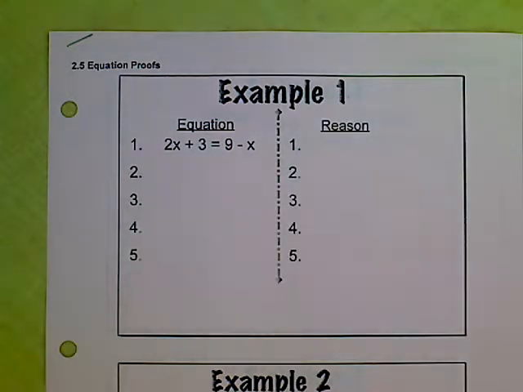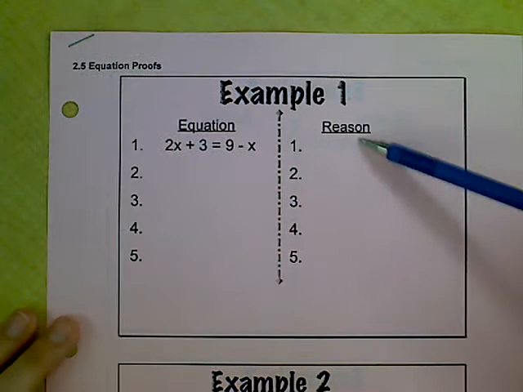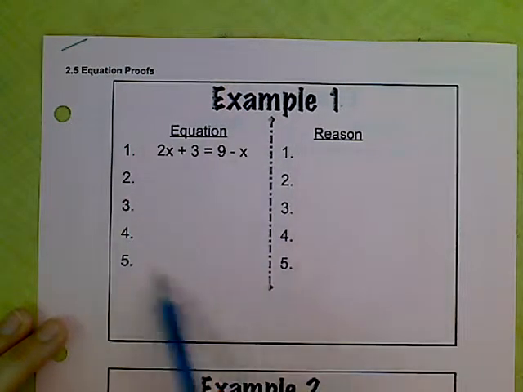Now we're going to go to the notes that you have. They're pink. It's a pink handout. This section is all about writing proofs while solving equations. So like I said in the first video, you know how to solve equations. Now we're going to write reasons for each step. And this is what a typical proof looks like.